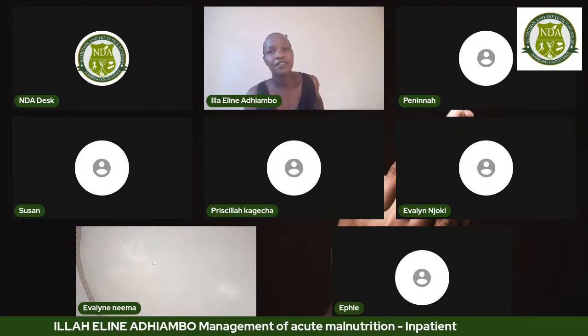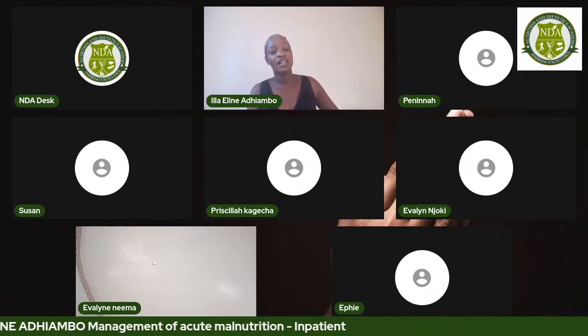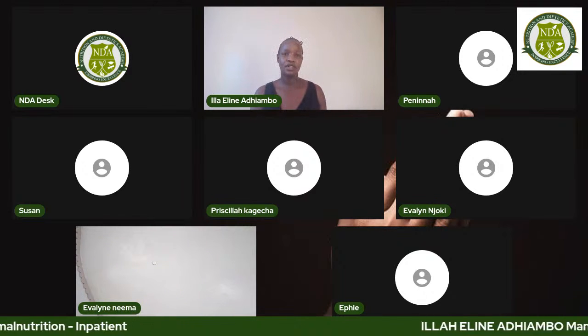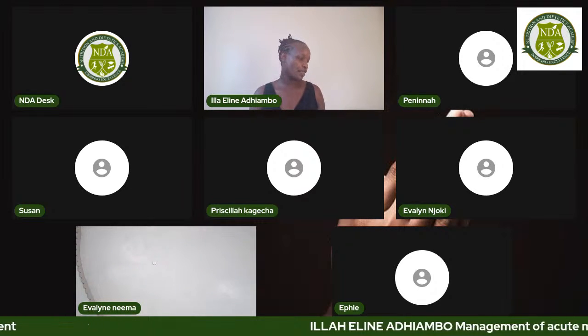If you don't have F75, you can use locally available materials. There are formulas that you can use to make them.